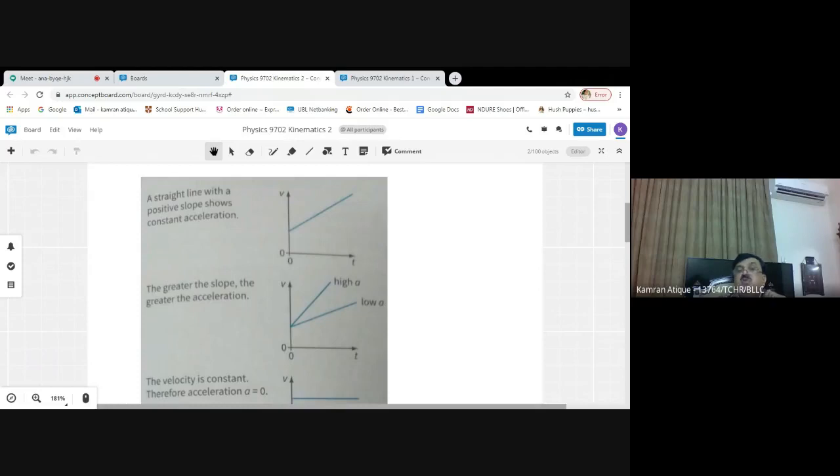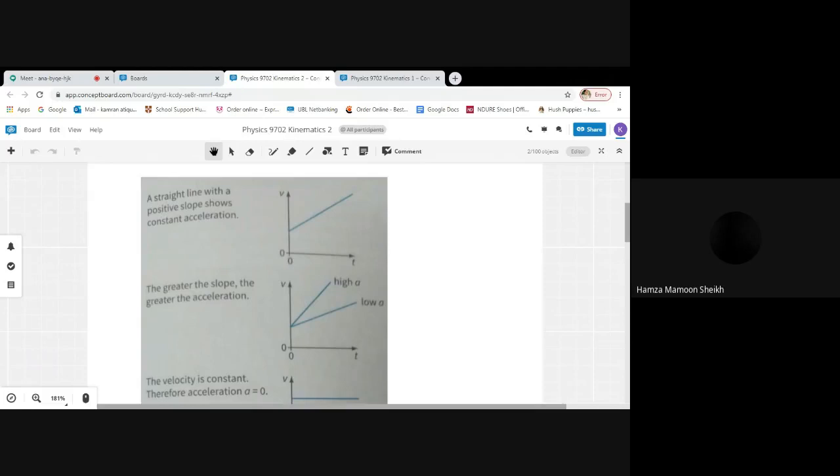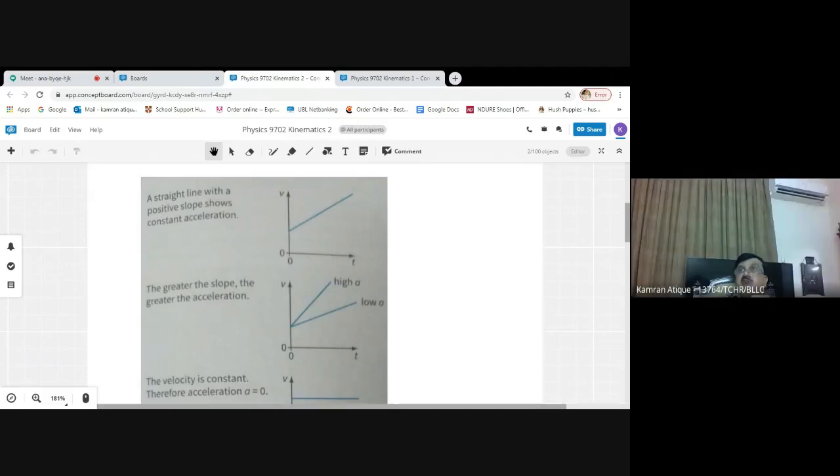Why did this magnitude of acceleration remain constant, Hamza? Sir, because the gradient is constant. Because the gradient is constant, because the data of the object must be of the type that the object was changing its speed equally in equal intervals of time.